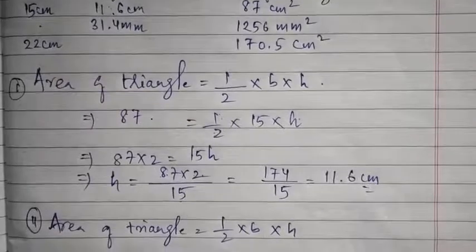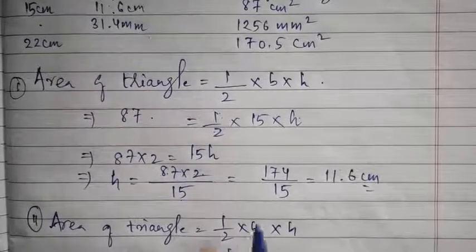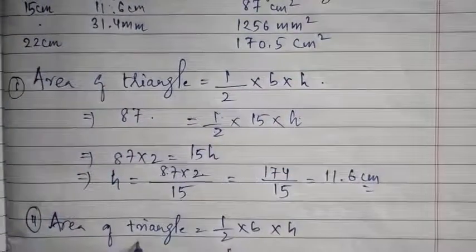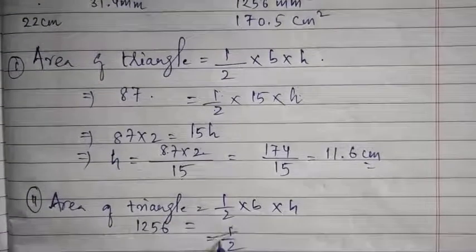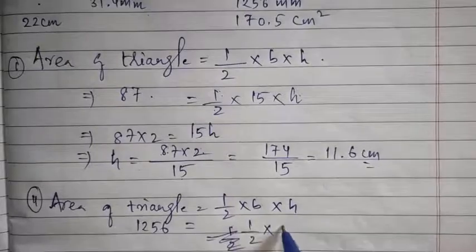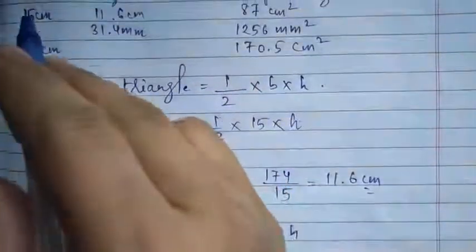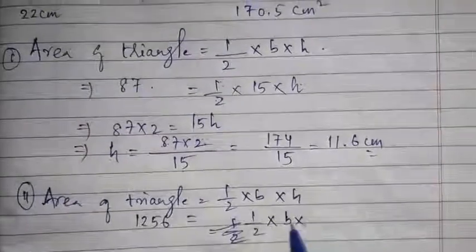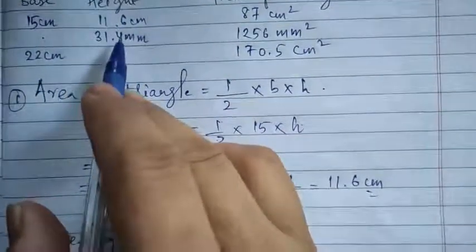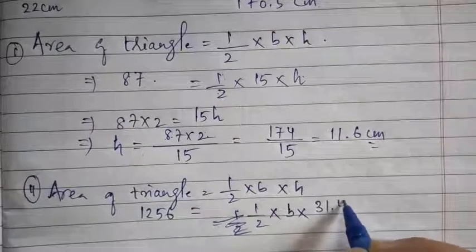Okay, so what is the area given? So you may write directly 1256 is equal to half into, what is the base given? The base given is nothing, that is you have to find. So you write B as it is. And what is the h given? H given is 31.4 mm. So let me write 31.4.